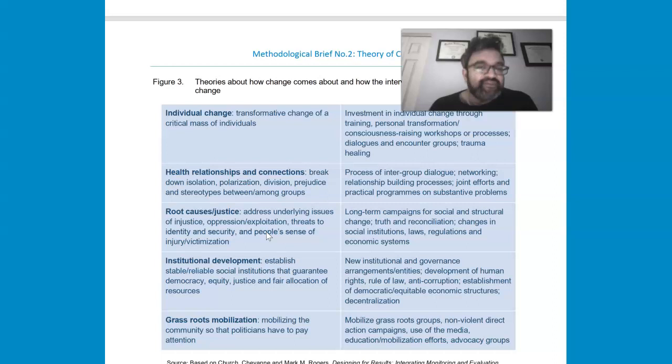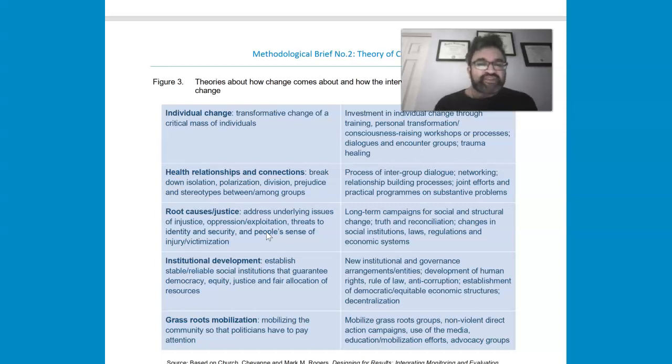So there's individual change, which is transformative change of a critical mass of individuals. So this is like investment in individual change through training. Maybe this is consciousness raising, self-actualization, personal transformation, dialogues and encounter groups, trauma healing.